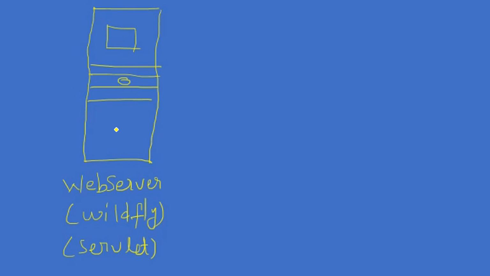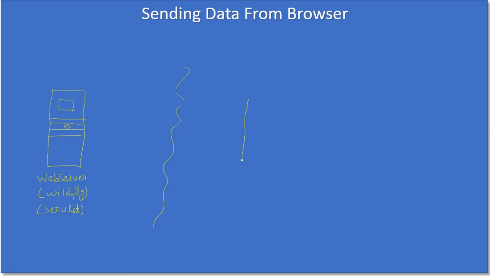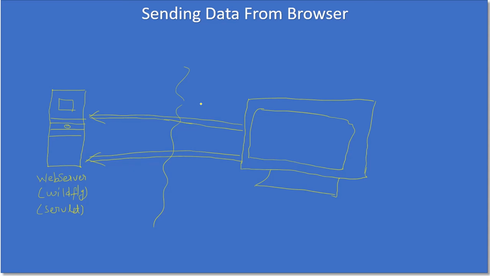Let's say we have a web server and the vendor is Wildfly, and we are going to create a servlet in this example, and that servlet will take care of user input from an HTML form. So let's say the web browser has an HTML form. The user will fill in data here, then let's say they will click the submit button.